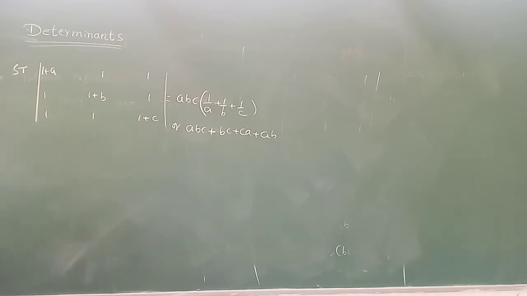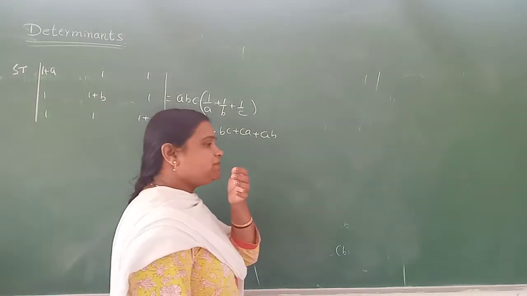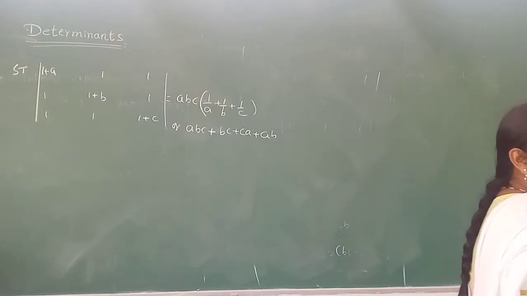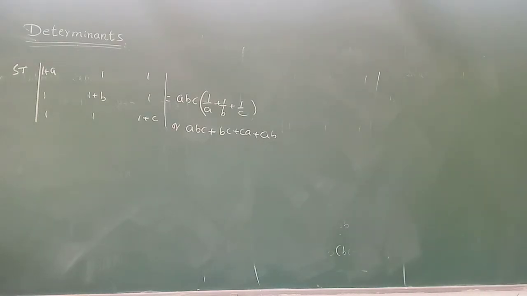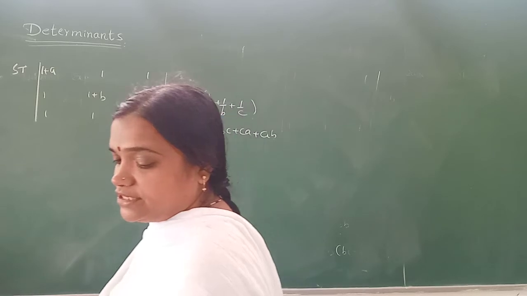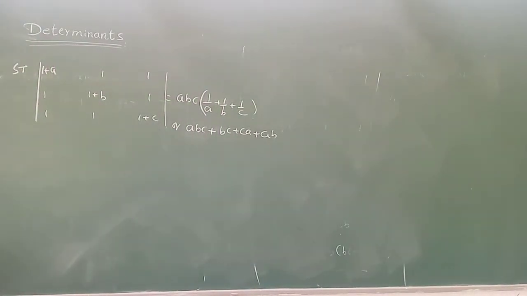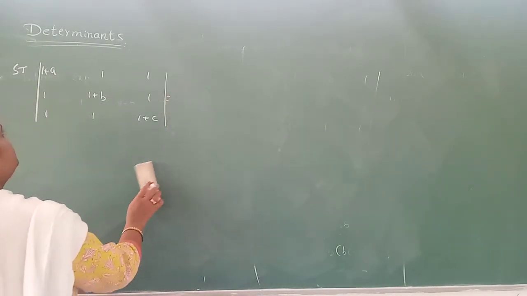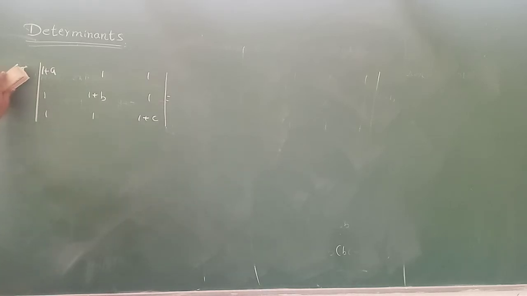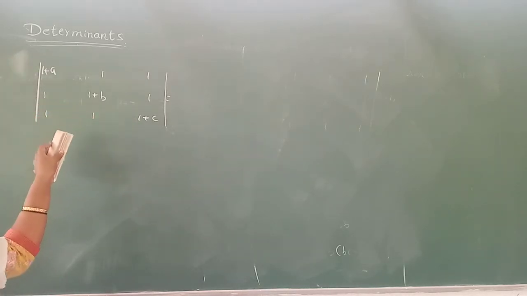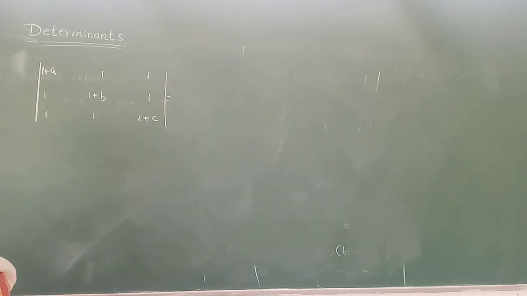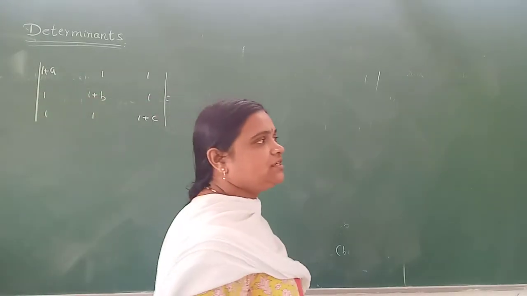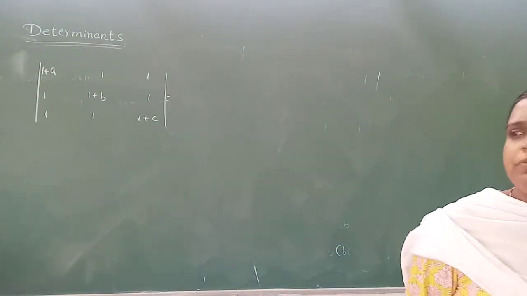Now we want to convert this one into the form of 1 by A, 1 by B and 1 by C. For that, see, the example is of the form 1 plus A, 1, 1; 1, 1 plus B, 1; 1, 1, 1 plus C. For this we have to take the 1 by A, 1 by B, 1 by C form.